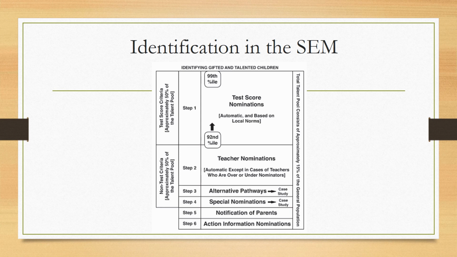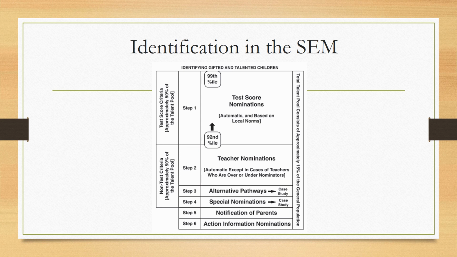Now you'll see on the side that step 1, the test score nominations, should comprise about 50% of what's called the talent pool. These are the students that are nominated for the gifted program. So about half should come from test score nominations. If it's not half, then Renzulli advises adjusting the percentiles until it is half. Teacher nominations and a few other pathways make up the rest of the talent pool. So teacher nominations we've discussed. Step 3 is alternative pathways, and step 4, special nominations.